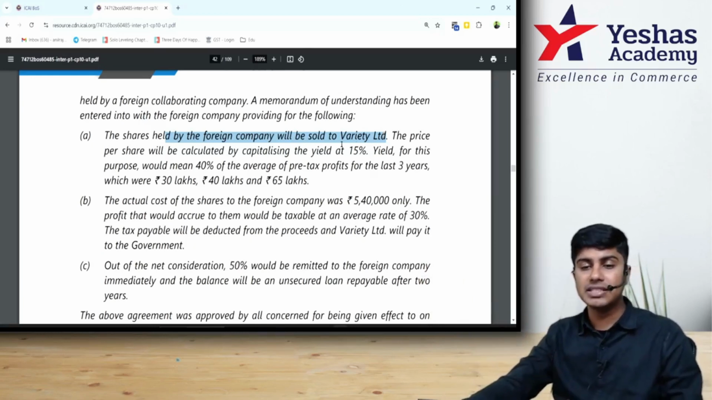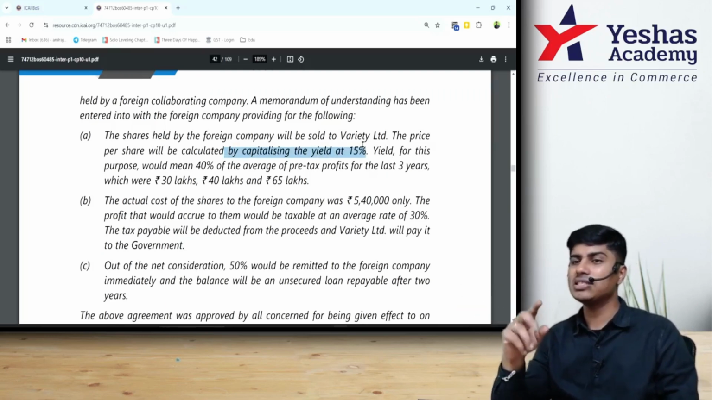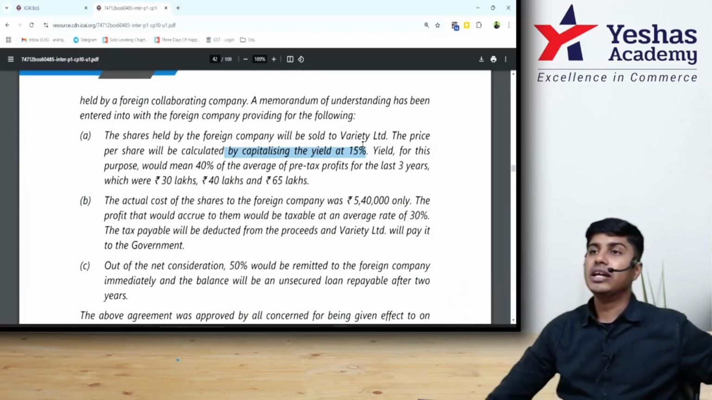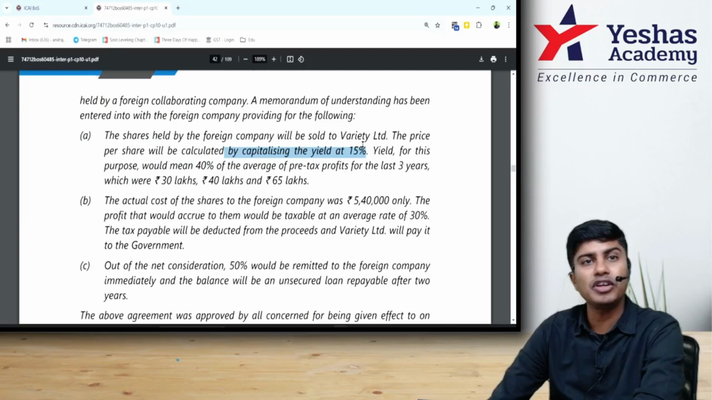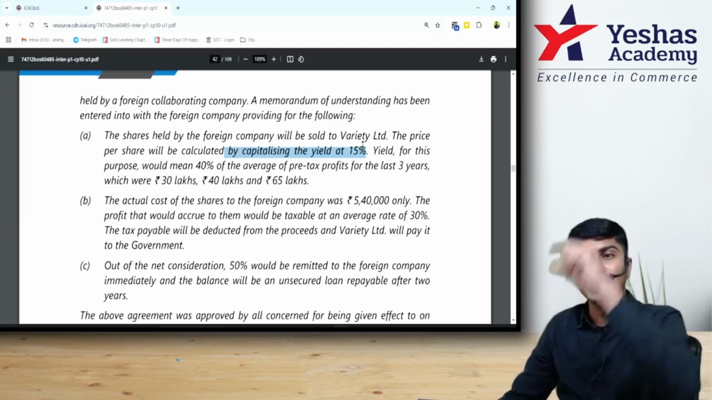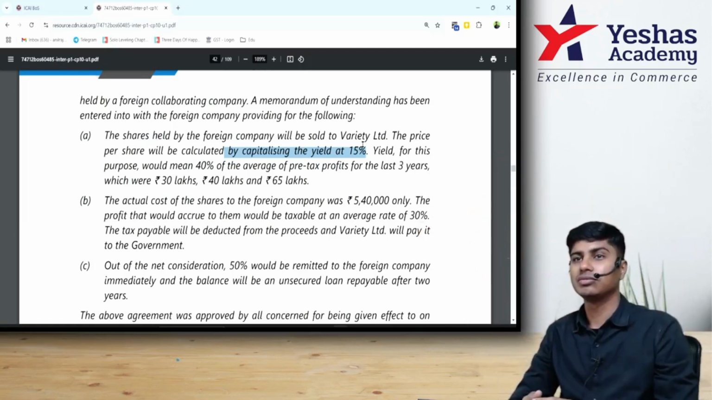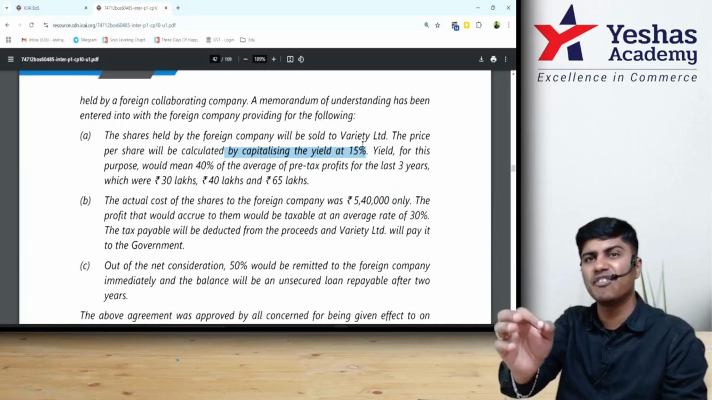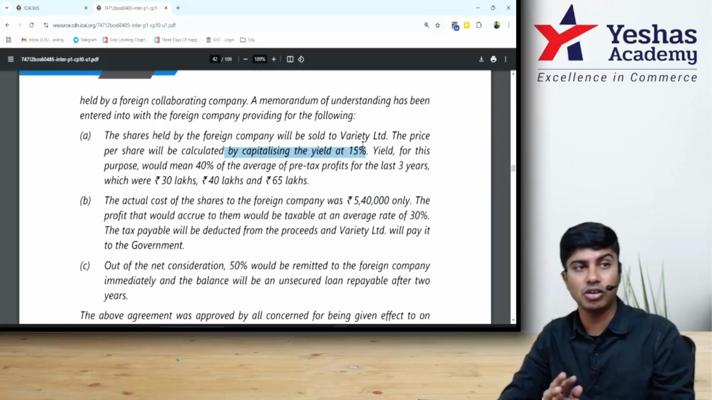He has selected the pricing as capitalizing the yield by 15%. Capitalizing the yield, yield means profit. Capitalizing means they are assuming that the rate of return is 15%. Assuming that the rate of return in the company is 15%. If the company earns profit of 15, the value of the company is 100. If the company earns profit of 30, the value of the company is 200. So we will take the profits of the company, divide it by 15, multiply it by 100, and we will get the total company's value. What are they valuing the company at? They are valuing that any person who starts the business will be able to earn 15% income on the capital.